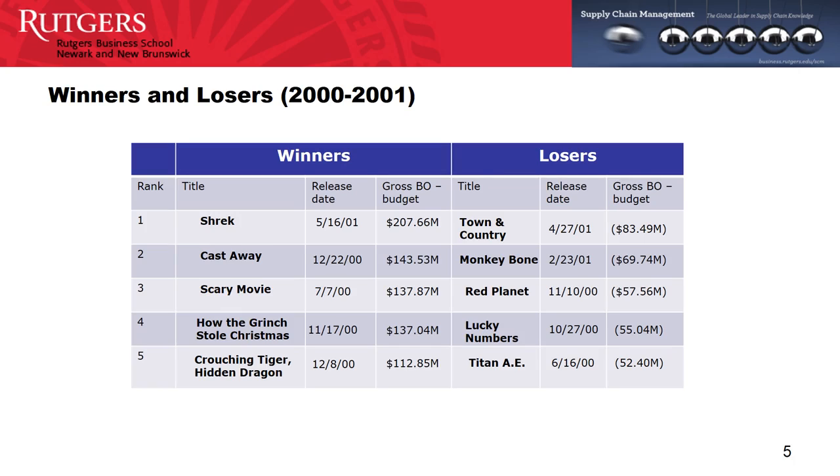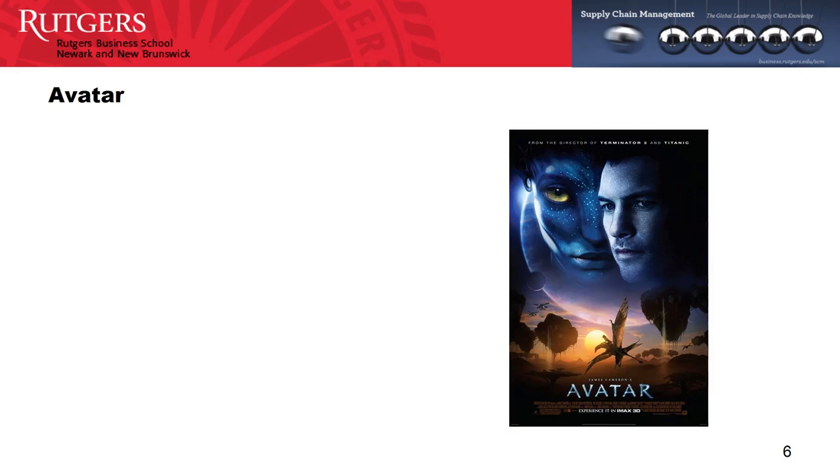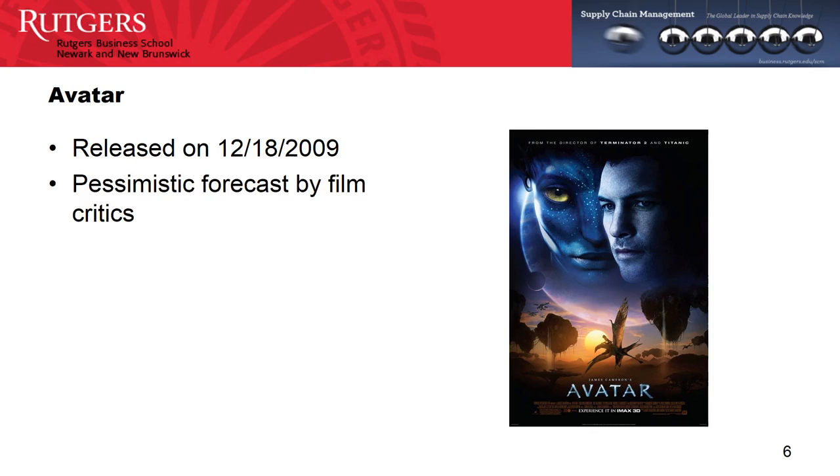The question is, is there a way to know this in advance? Meaning, before the release of the movie or even before production? The answer to this question lies in analytics. As an example, let's look at Avatar, released in December 2009. Before its release, even the experts could not agree among themselves in terms of the box office of this movie.